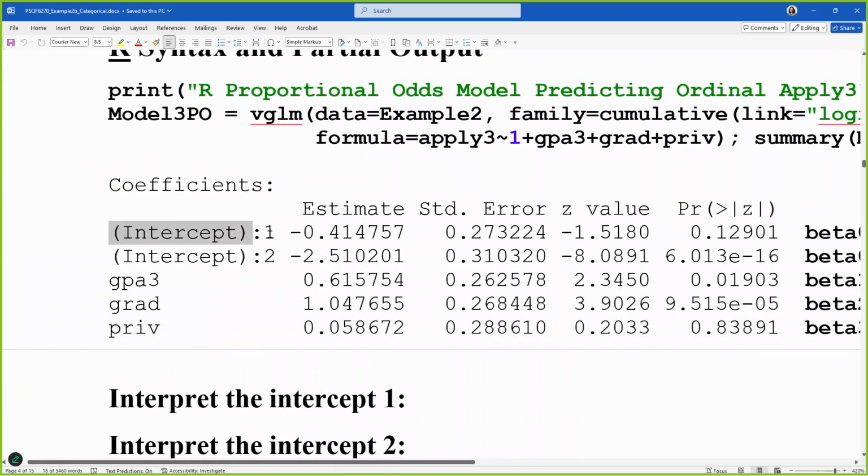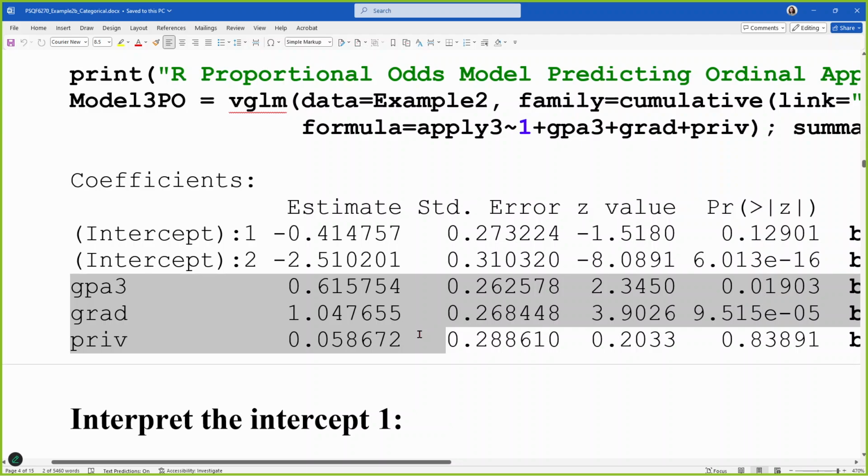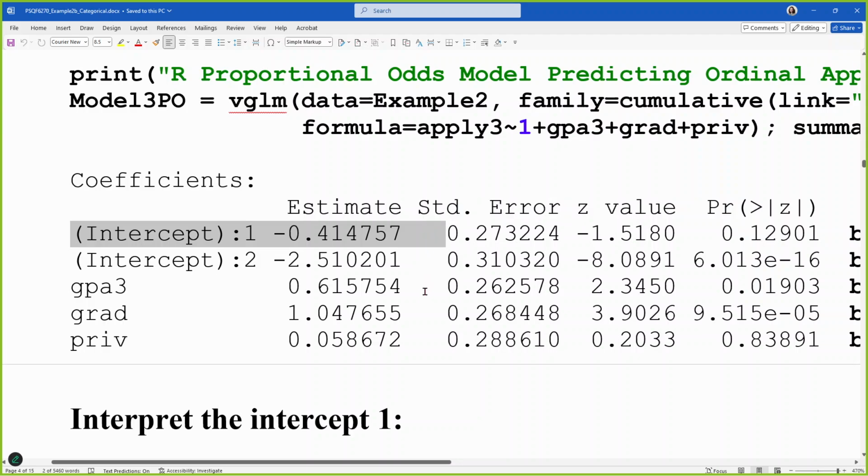So who's feeling brave? What's that number mean? Intercept 1. Conditional mean for the first submodel. Yeah, the logit that goes with greater than 0. Yep, the logit that goes with greater than 0. Yep. For somebody who's 0 on all the predictors. So the reference person, so to speak. Yep, so this is the logit of the probability of picking something greater than 0.